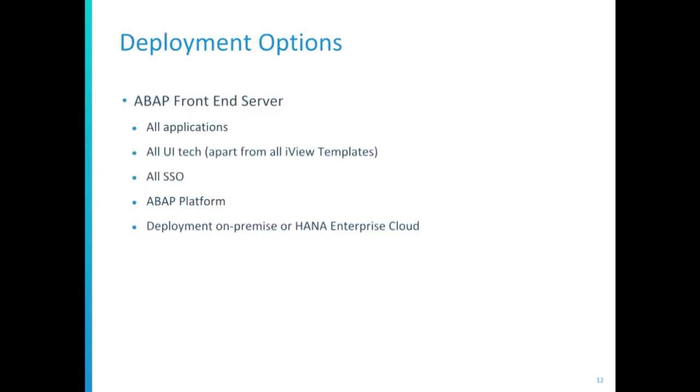Finally, deployment options. So how do you get this up and running for yourself? The first option is the ABAP front-end server, which supports all the applications, and it also supports all the UI tech, which is SAP UI5, Dynpro ABAP, SAP GUI for HTML, screen personas, and all the different types of reports, so BEx, Design Studio and all that lot. And also URL navigation. It doesn't support iView, however. It does support all SSO options, which is great if you're in IT. And it's deployed on ABAP, and it can be deployed either on-premise or via HANA Enterprise Cloud.